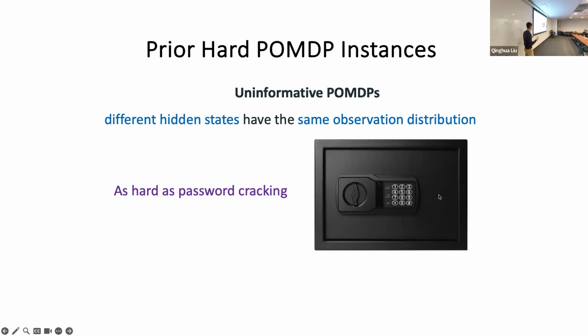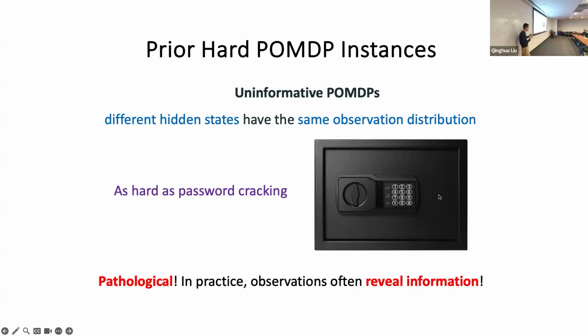We can actually show that those examples are more or less equivalent to password cracking. It's like you enter a long sequence of digits, actions, and the only feedback you receive is whether your long sequence of digits matches a certain underlying keyword or not. If it matches, you receive 1. Otherwise, you receive 0. So the feedback is extremely sparse and uninformative.